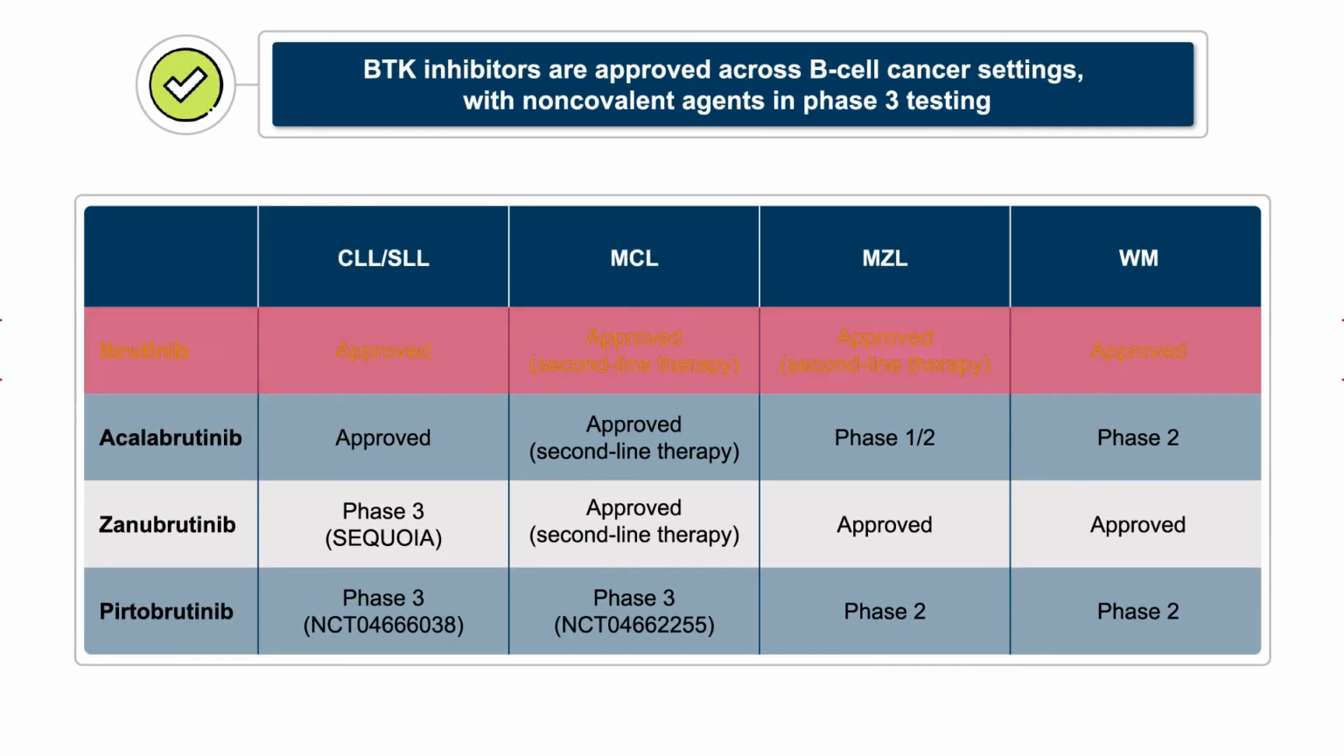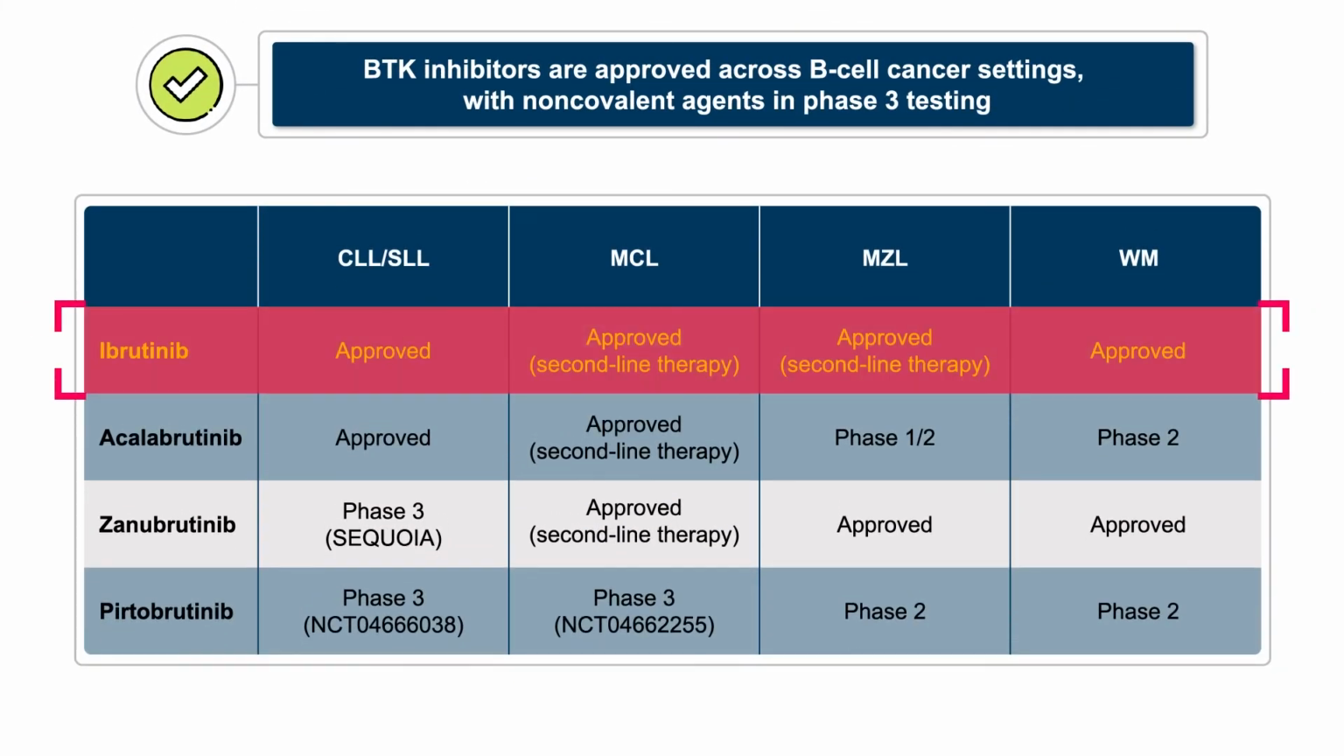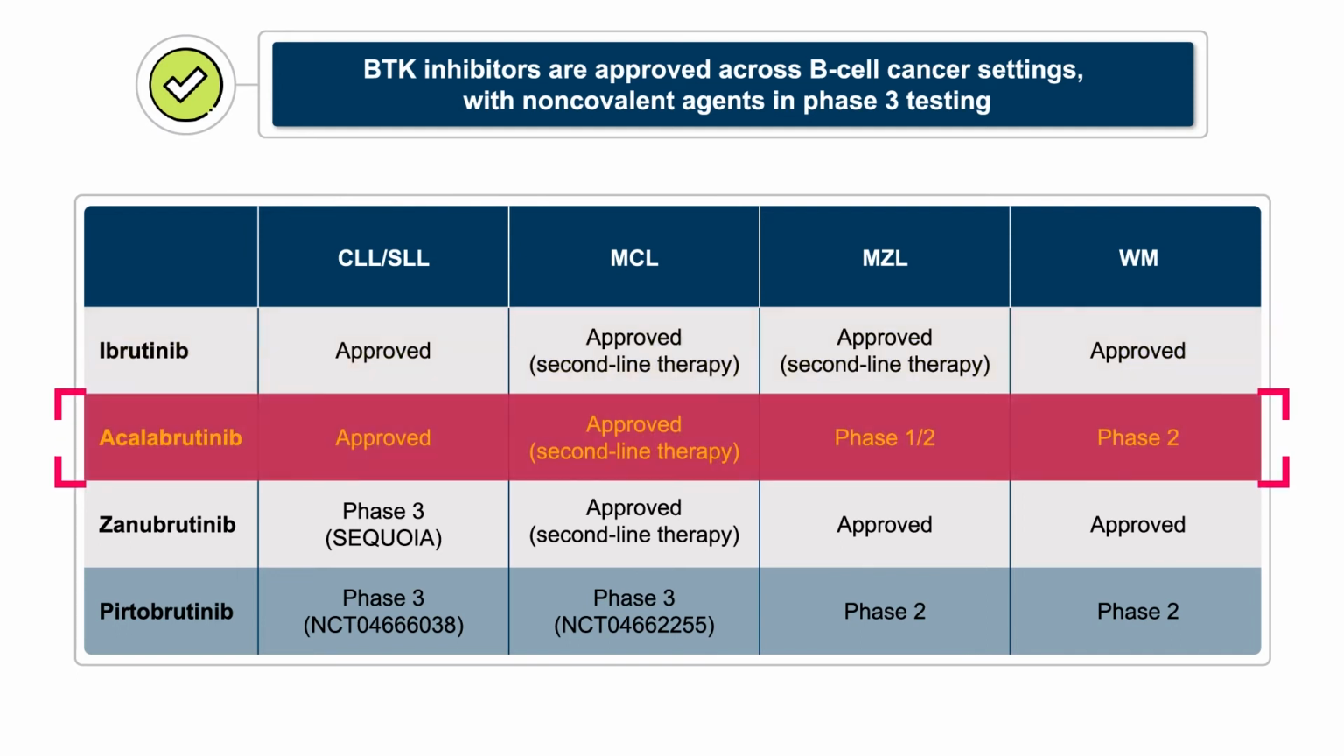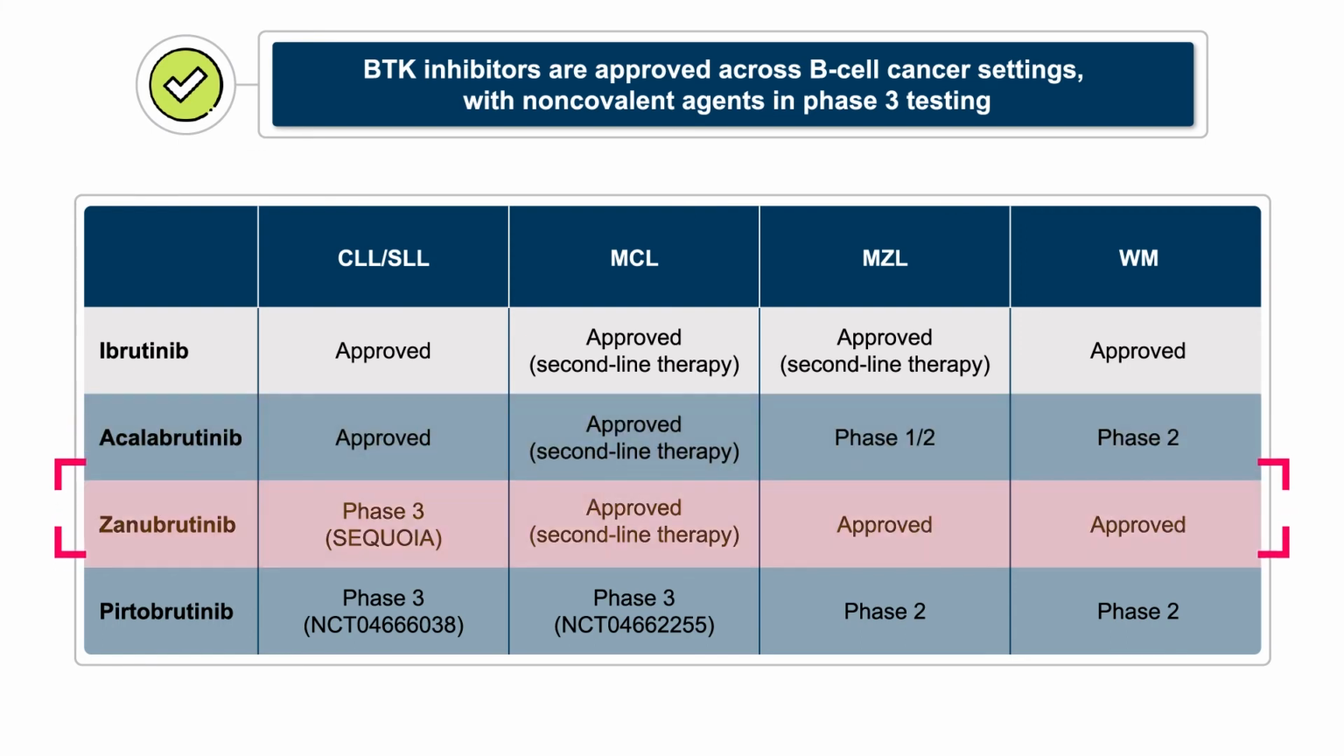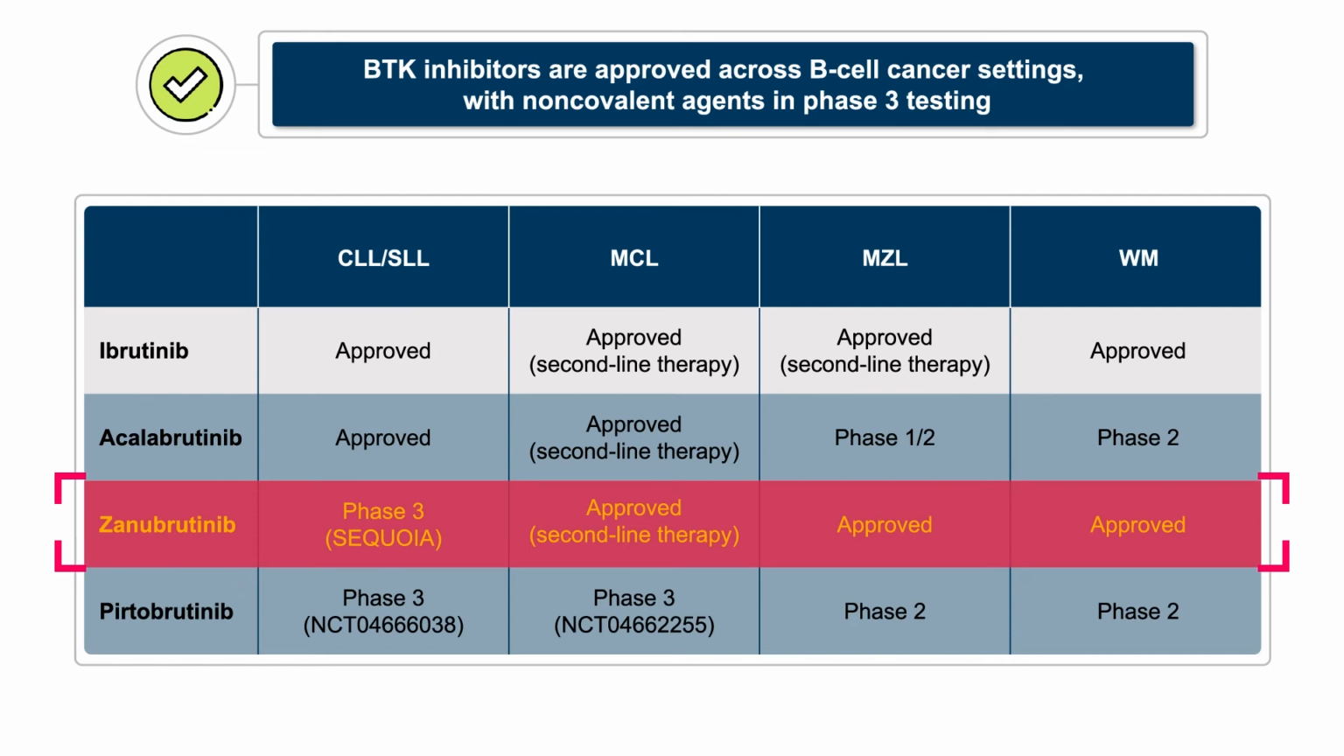So ibrutinib, as the first BTK inhibitor approved, has approvals in multiple settings, including CLL, SLL, mantle cell lymphoma, marginal zone lymphoma, as well as Waldenström macroglobulinemia. Acalabrutinib is approved in CLL, SLL, approved in mantle cell as a second-line therapy, and is undergoing investigation in marginal zone lymphoma and Waldenström's. Zanubrutinib is in a phase 3 study in CLL, SLL, but approved as a second-line therapy in mantle cell lymphoma and recently approved in marginal zone lymphoma, as well as Waldenström macroglobulinemia.